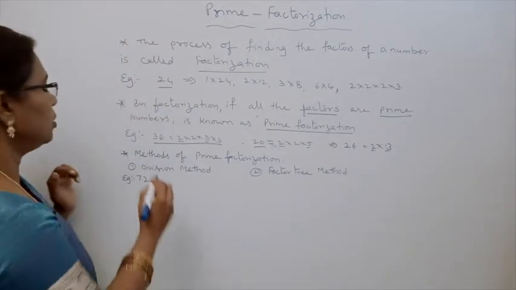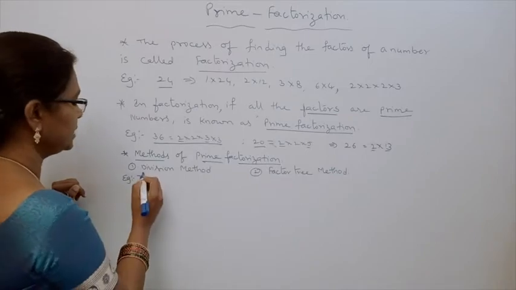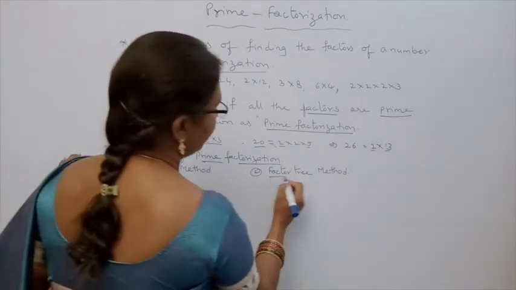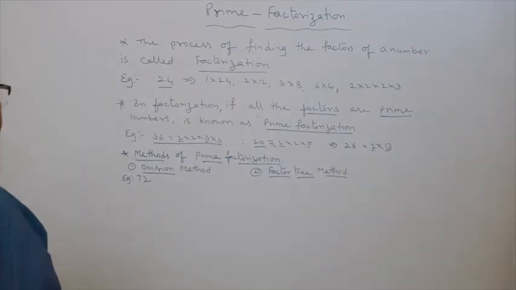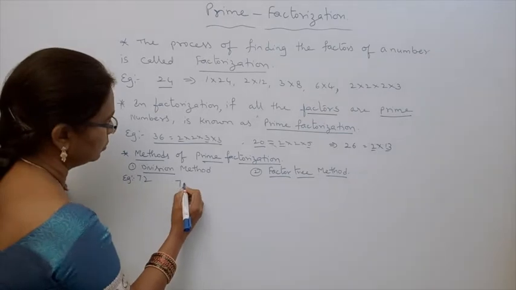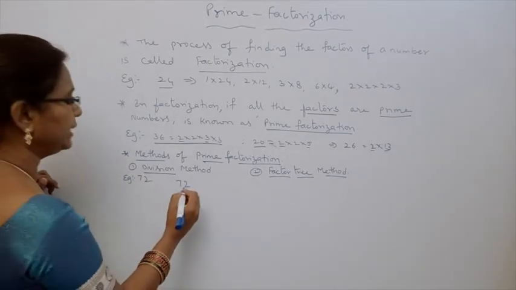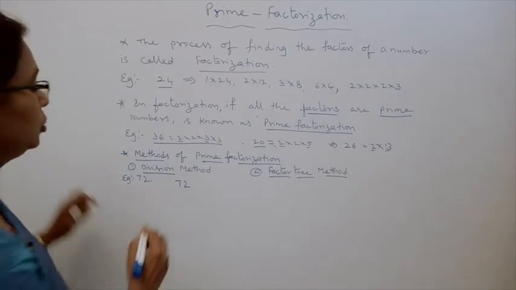Now, methods of prime factorization. Two methods: one is the division method, the other is the factor tree method. Already you learnt in 5th class. Now, division method. Example 72. In 72, what is the last digit? 2. Then it is divisible by 2.